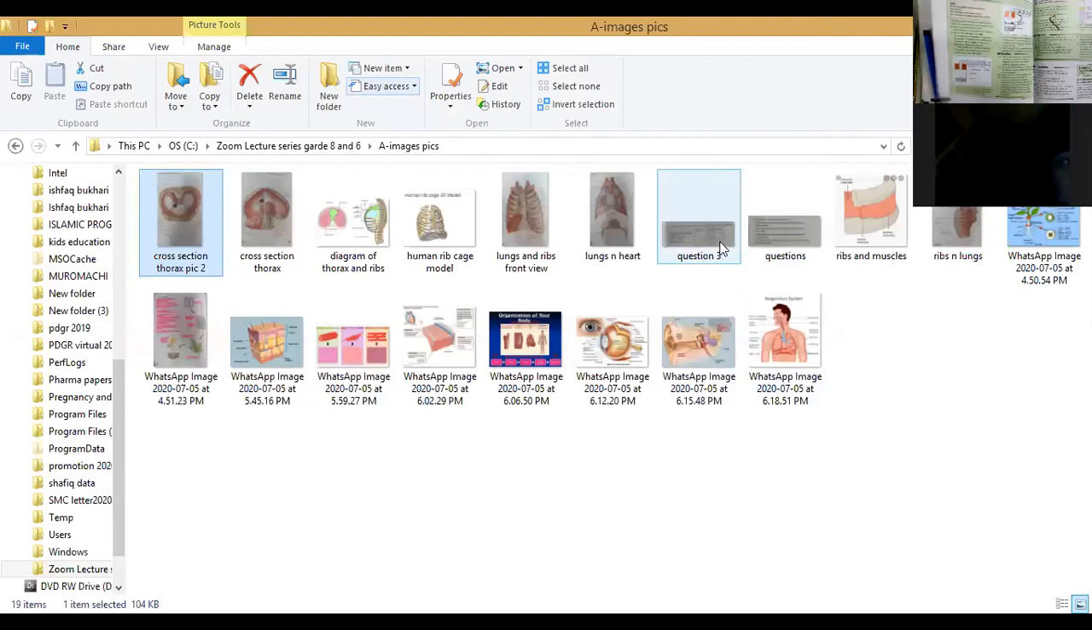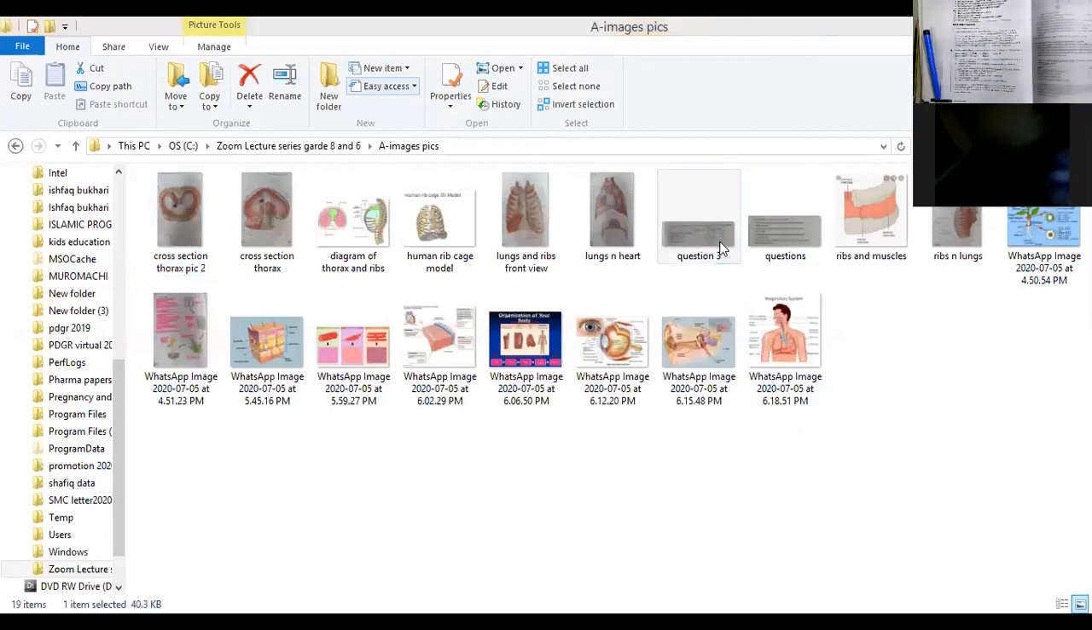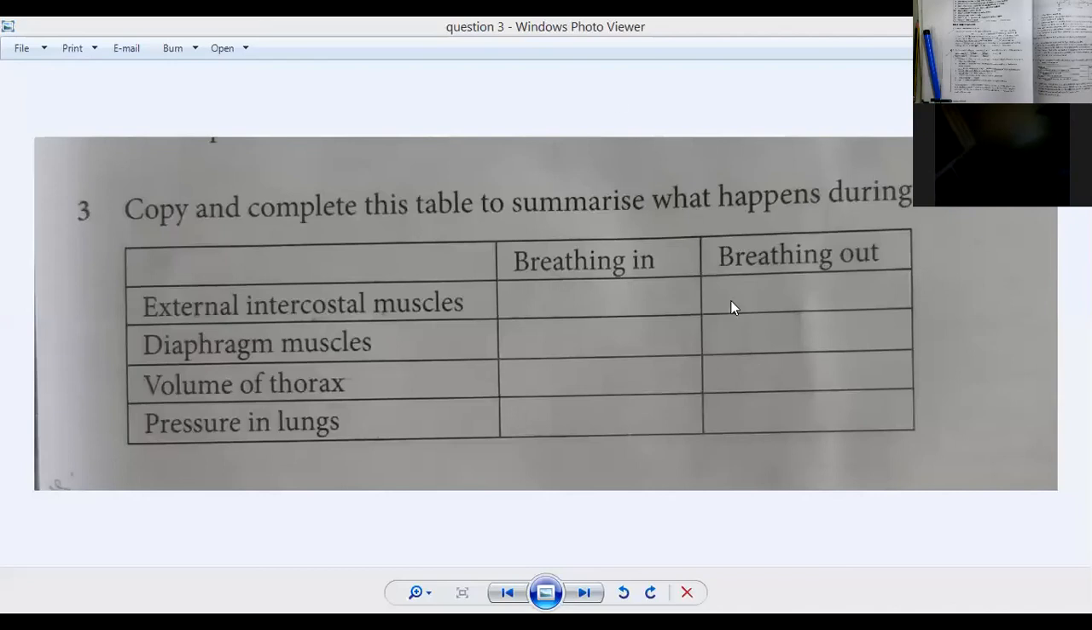Okay, these are the 2 questions. Let's do them. Copy and complete this table to summarize what happens during breathing. External intercostal muscles breathing in. Yeah, can you see this? You cannot see it? I can't see your image. Okay. Stop share and share again. Okay. Now can you see?